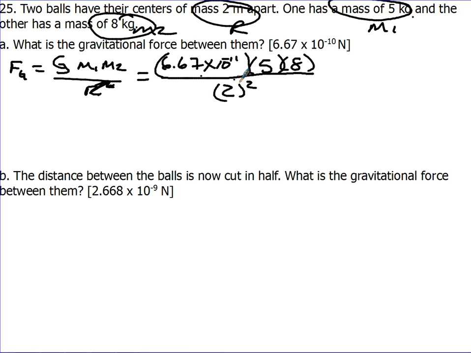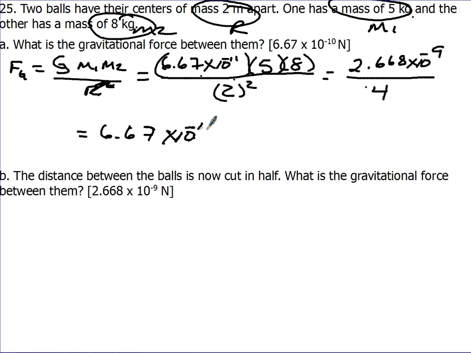So 6.67 times 10 to the negative 11 times 5 times 8 gives me 2.668 times 10 to the negative 9. Divide this by 2 squared, which is 4, and I get 6.67 times 10 to the negative 10 newtons.